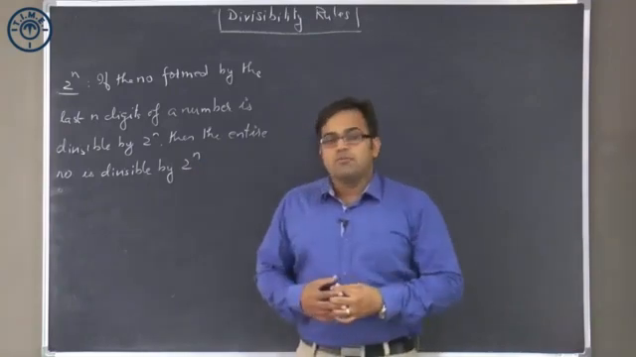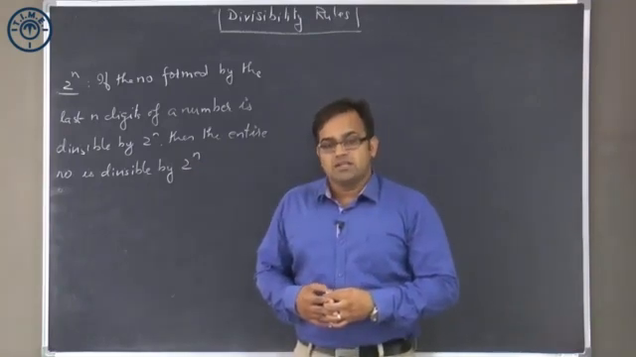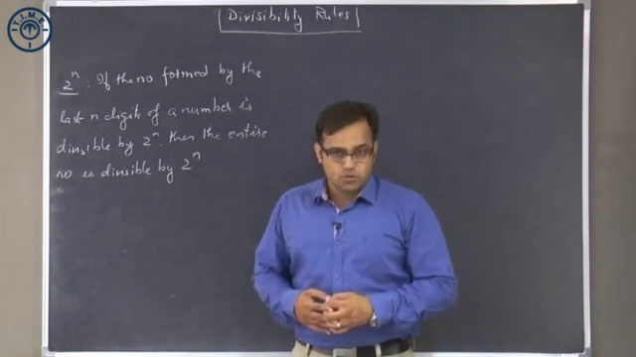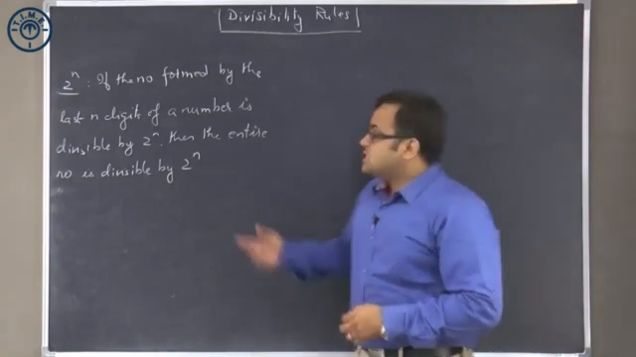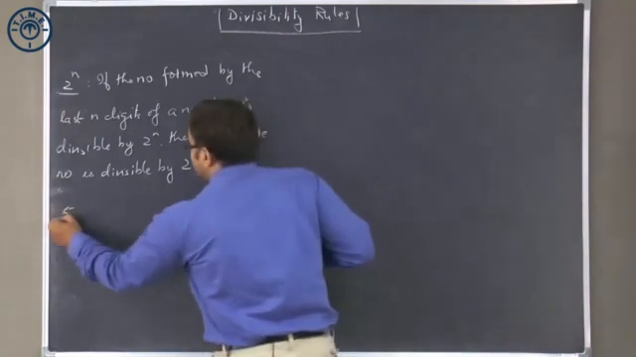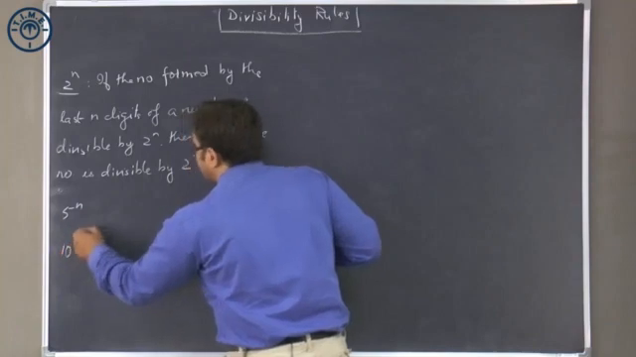So, if the number formed by the last n digits of a number is divisible by 2 to the power n, then the entire number is divisible by 2 to the power n. Same divisibility rule will also be true for 5 to the power n and 10 to the power n.